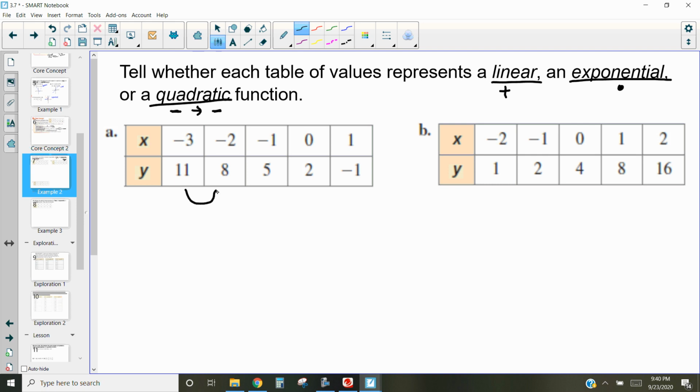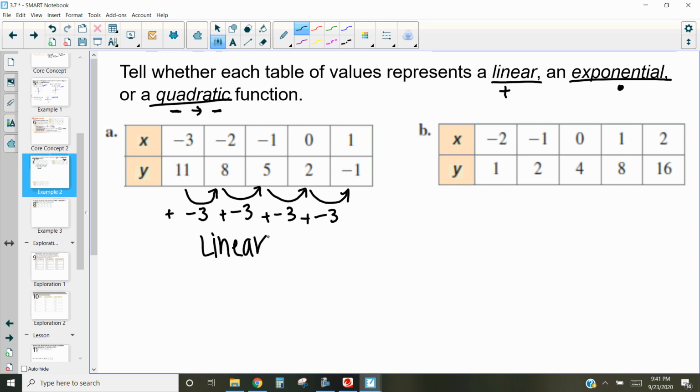How do I go from 11 to 8? Well, I subtract 3. How do I go from 8 to 5? Well, I also subtract 3. How do I go from 5 to 2? Subtract 3. How do I go from 2 to negative 1? I subtract 3. So do you see how I'm adding a negative 3 every time here? If I'm adding the same constant number, that means this has to be a linear function.